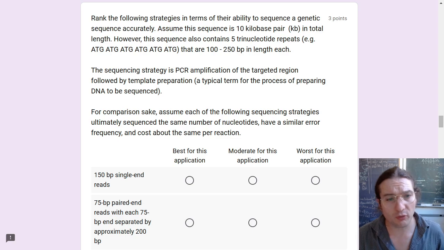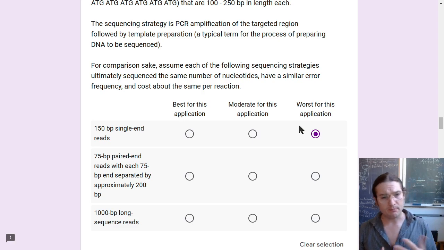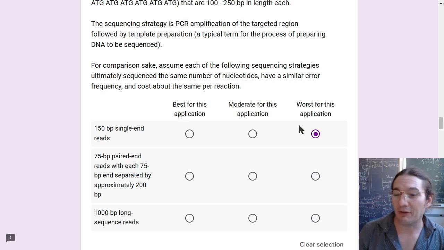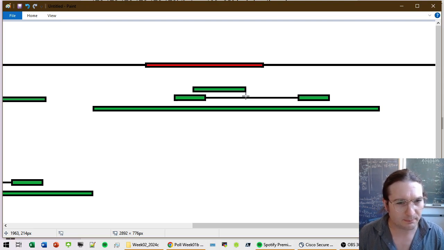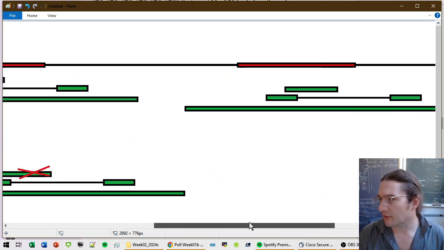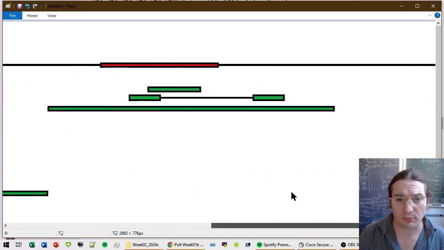And so let's go to the worst one here, and that is the 150 base pair single end read. And let's discuss why. I have a very professional, definitely not just MS Paint drawing to demonstrate this. So here is my genome. I can kind of scroll back and forth. I can see it's much larger. There's a couple of repeat regions indicated by red.